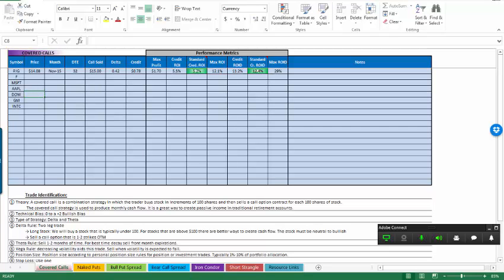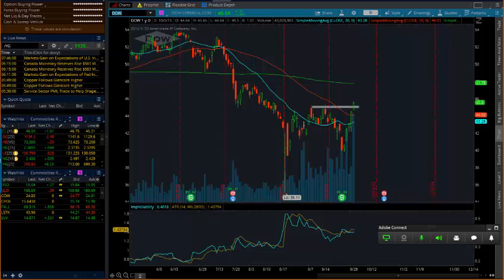Okay, so we have to find the data. What do we need to find? We need to find the price. Price of Dow Chemical is $45.54.